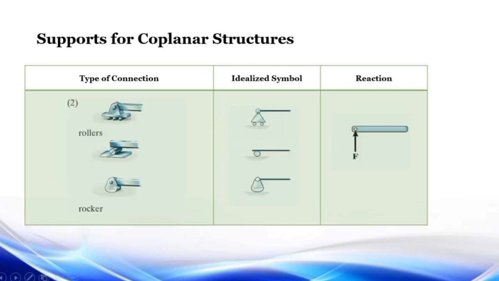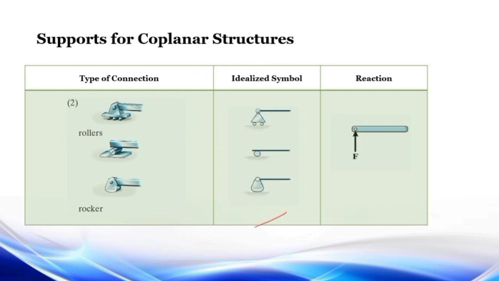Number 2, we have here a roller and a rocker. So, this is a symbol for a roller. At ito yung isang symbol na sinabi ko kanina. And this is for the rocker. For the reaction, we have only one unknown. And the reaction is a force that acts perpendicular to the surface of the point of contact. We have to take note of that. Perpendicular to the point of contact.